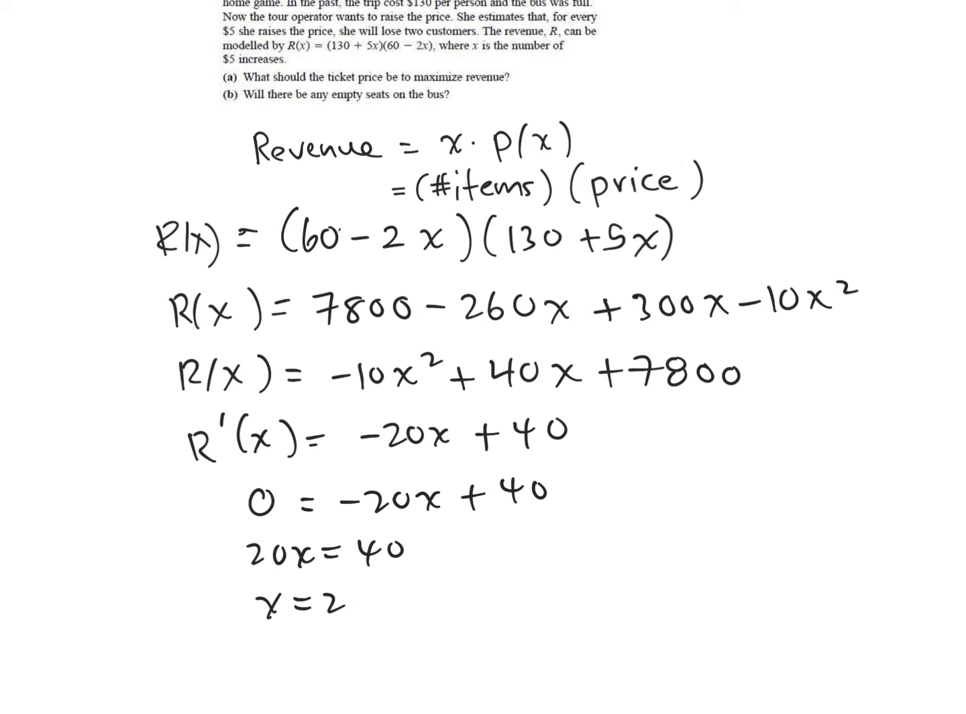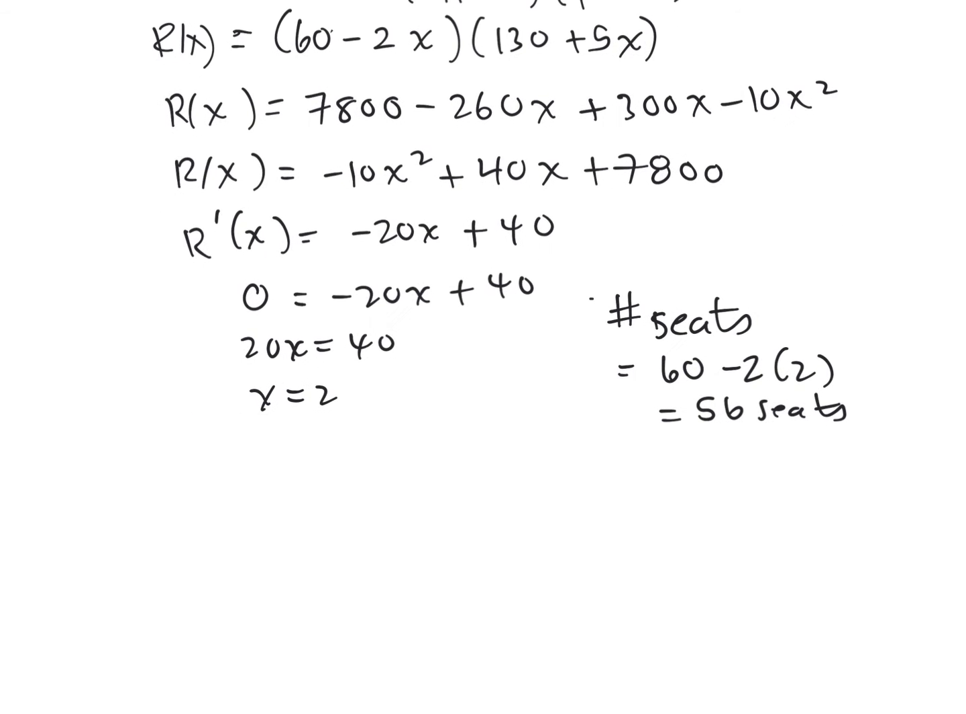So that means that we have to raise the ticket price twice, and that means that we will lower the number of seats. So the new number of seats will be, we had 60, we're going to lose 2 seats twice. So now we're going to sell 56 seats. And the new price, the original price was $130. We're going to raise it by $5 twice. So now the new ticket price is $140.